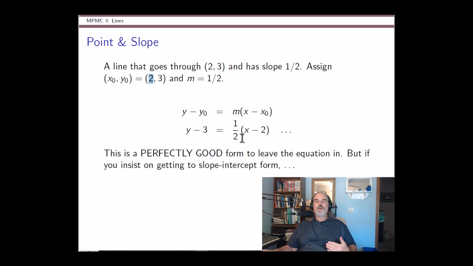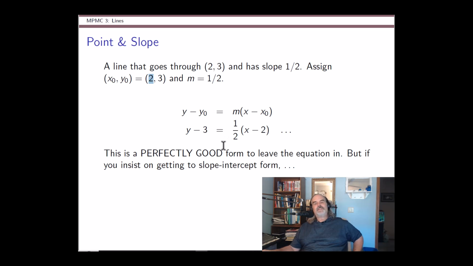Now again, this is a perfectly good way to leave the equation of your line. If you don't have a reason not to, just leave it like this, because right in front of you, you see a slope and you see a point that you used to construct this equation. There may be scenarios where you want to multiply things out and put it over in slope-intercept form, or you might need to modify it for some other purpose. But unless you have a good reason to, just leave it like this. This is a perfectly good version of this equation of the line.